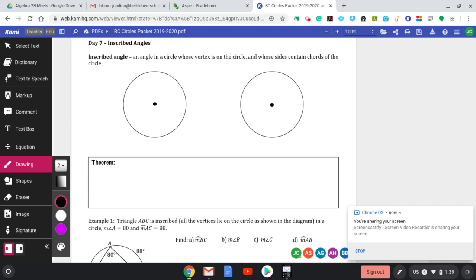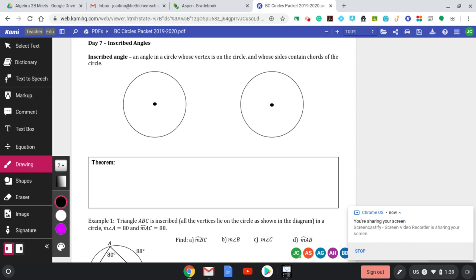Okay, here we go, guys. Day 7, called Inscribed Angles. This will be the last topic that will be on your quiz that you guys are going to access sometime next week. Okay, so this is the last topic. So you got day 1 circumference all the way through now day 7 inscribed angles.